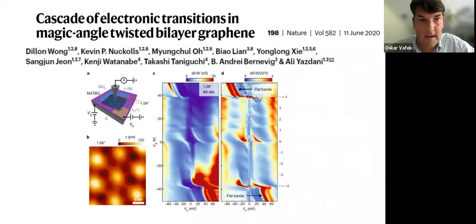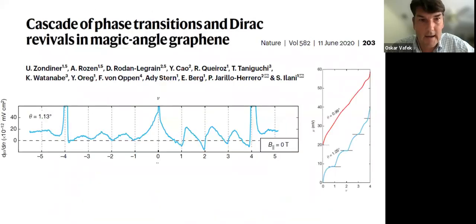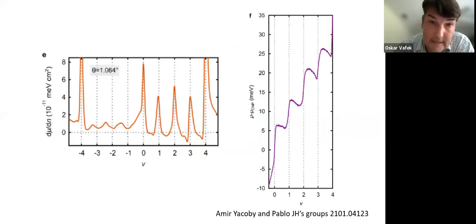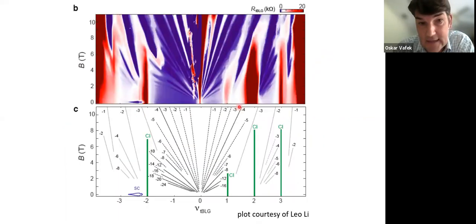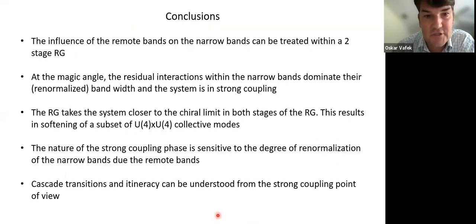Needless to say, this is connected to the experiments which were alluded to. These are the STM experiments observing cascades by Ali Yazdani's group, the beautiful compressibility measurements by Shahal Ilani's group in collaboration with Pablo, and also the inverse compressibility measurements by Amir Yacoby and Pablo's group in collaboration. As I mentioned, this would explain why the Landau fans are pointing away from the charge neutrality point at each integer and not towards. Okay, I think I'm out of time, so let me just flash my conclusions and maybe take some questions if there's still enough time.